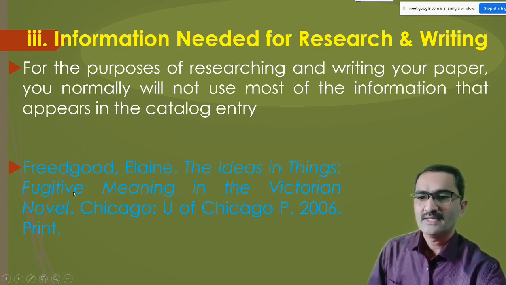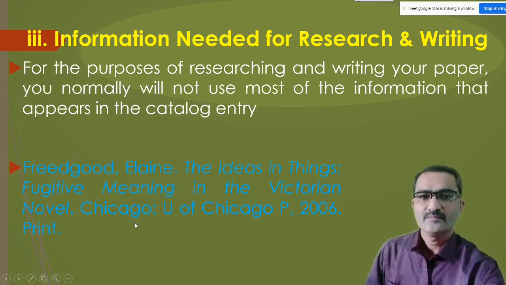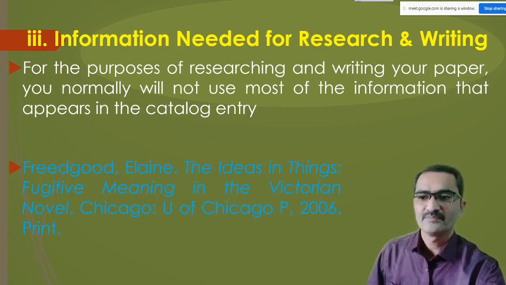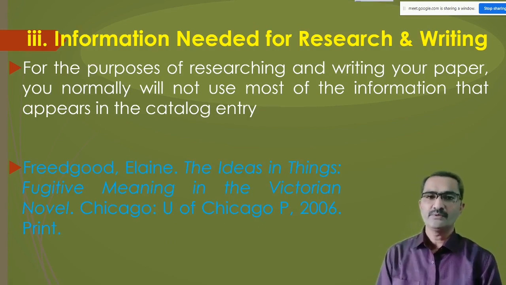Then place of publication, that is Chicago colon, U of Chicago in the sense University of Chicago Press, okay, comma, then year of publication, full stop, and in what form that book is available. If it is available in print form, you will mention print. If it is available in other forms, you will mention web. If it is available in PDF form, you will mention PDF.